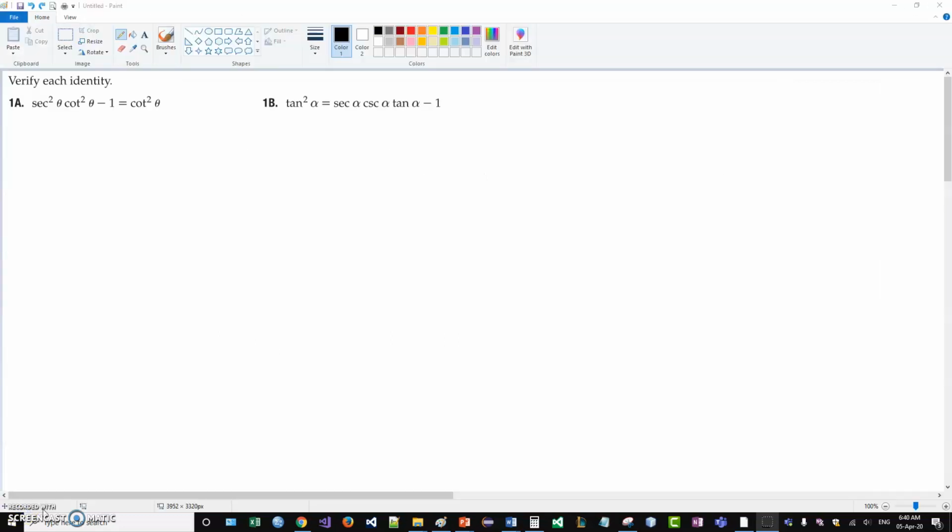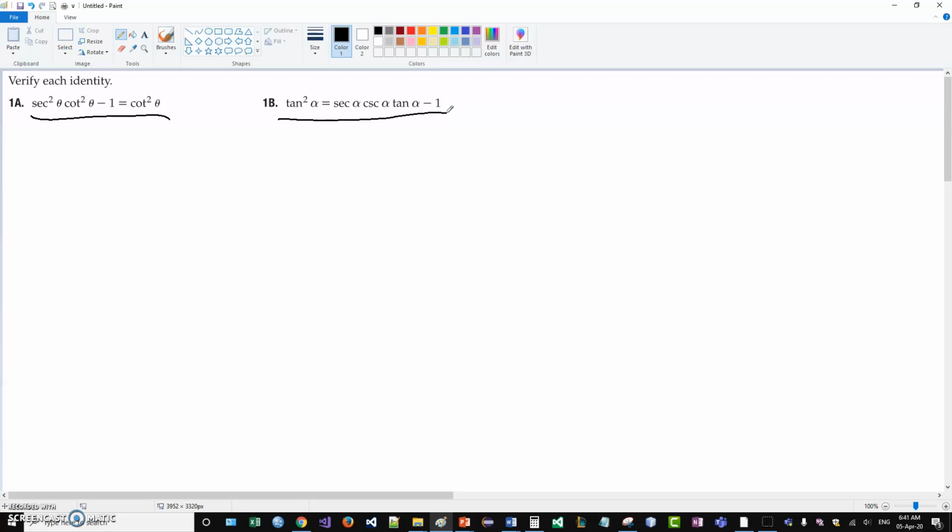Now in this lesson we're not introducing any new identities, we're just verifying identities, which means, if we have something like this, is the left side equal to the right side. Same thing here. What we usually do is work with one side and try to get it to look like, or to be equal to, the other side.